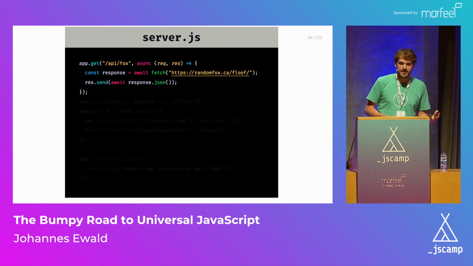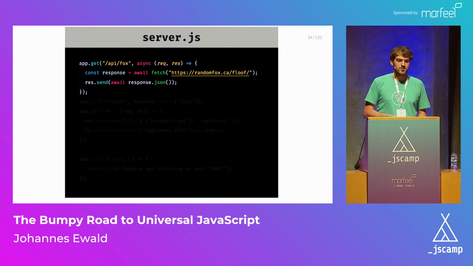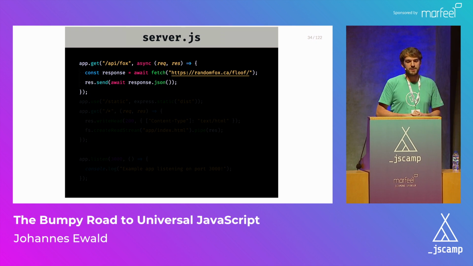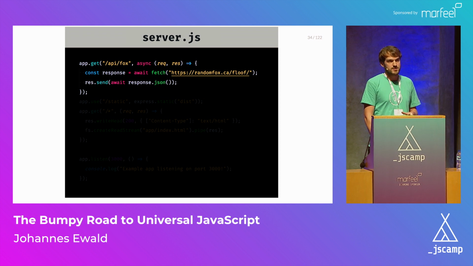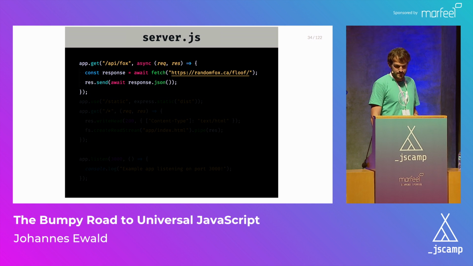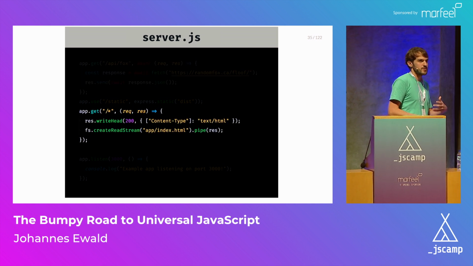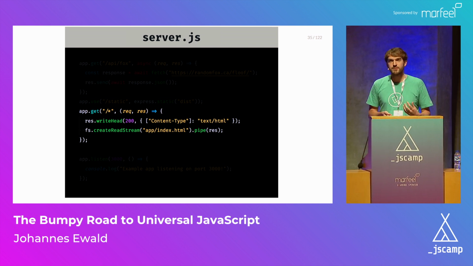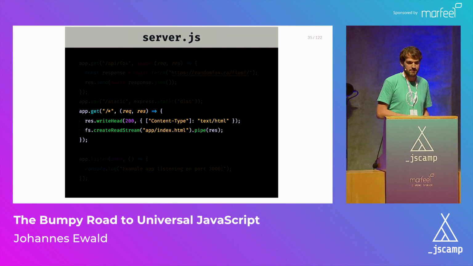We add this get handler that forwards any incoming request from API Fox to the remote Fox API that provides us with a random Fox image. And that's because we can't just do a cross-origin request. And then what's really typical for a single-page app, you have this star handler that catches every request and sends the index HTML, which kicks off the single-page application.